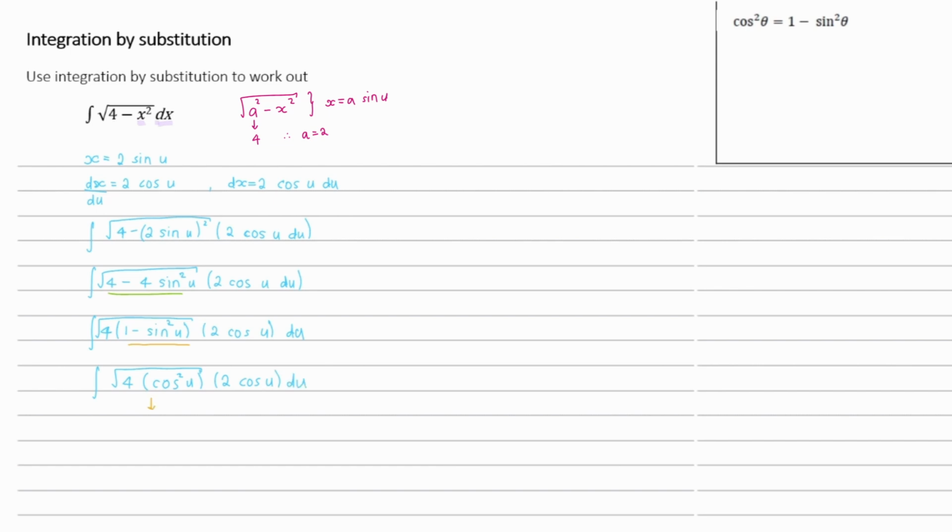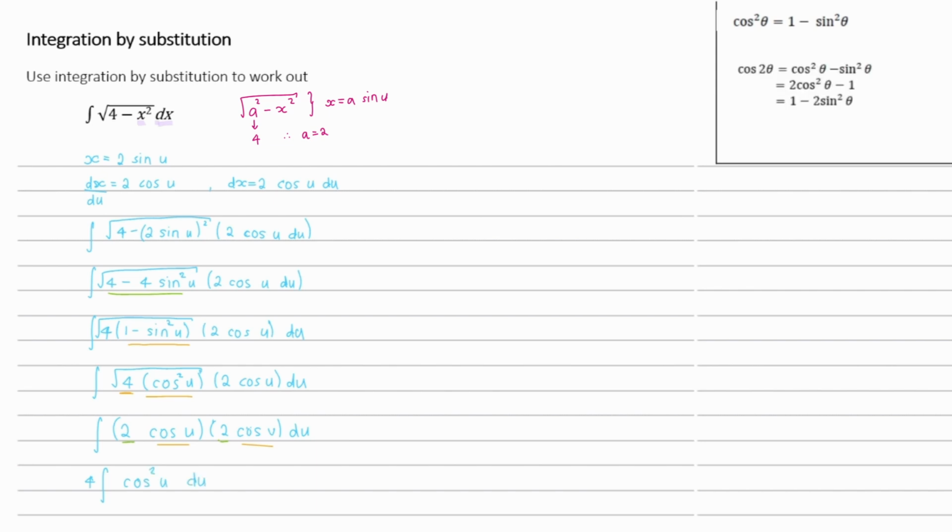We can work out the root by separately finding the square root of 4 and the square root of cosine squared u, and we can rewrite this now as the integral of 2 cosine u, and we've still got the 2 cosine u du. We can now multiply the 2's together to give us 4, and we can put the 4 outside our integration sign, and cosine u multiplied by cosine u is cosine squared u du.